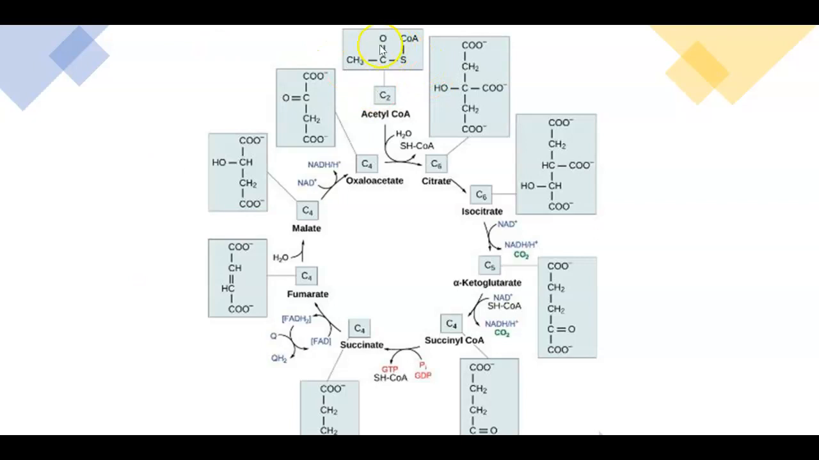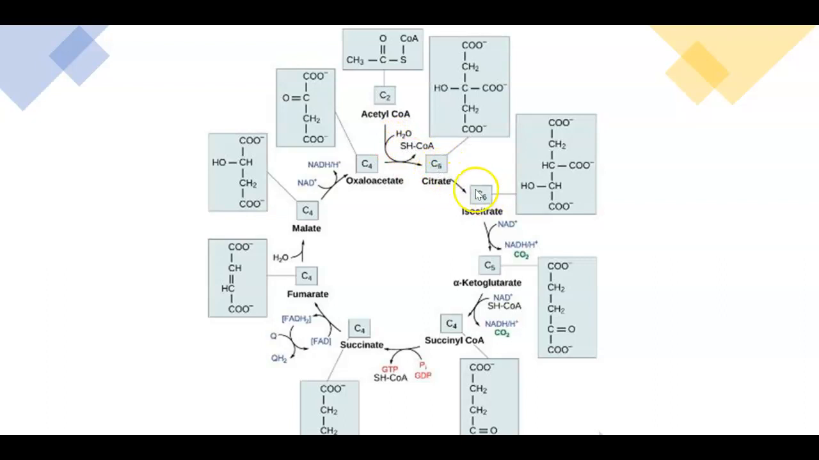Again, mitochondrial matrix, we're going on. Here's our acetyl group with 2 carbons. It's going to be added to this 4-carbon oxaloacetate. That CoA enzyme is going to leave. Now we form citrate, 6 carbons.